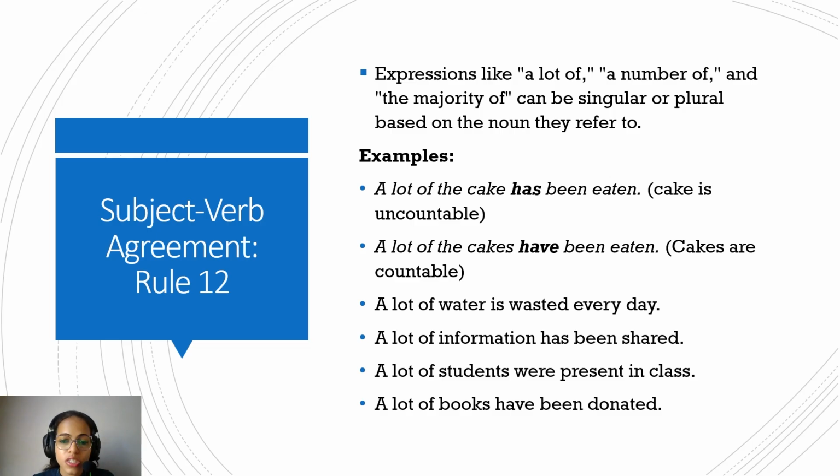So a lot of water is wasted every day. Water is uncountable, so singular verb. A lot of information has been shared. Again, information is uncountable, so singular verb has. A lot of students were present in the class. Students are countable, you can count the number of students, so plural verb were. A lot of books have been donated. Again, books are countable, so it will be followed by a plural verb, have and not has. So I hope this is clear.